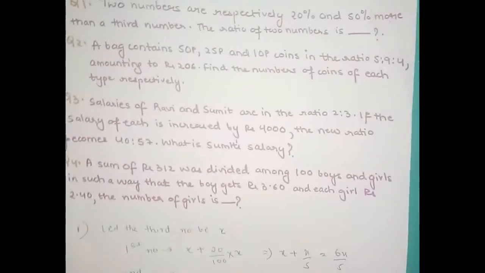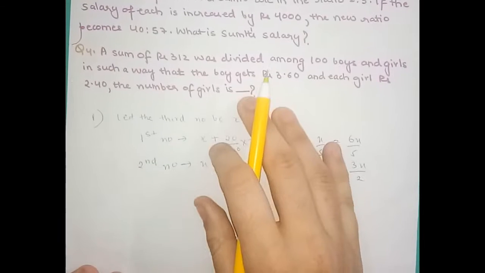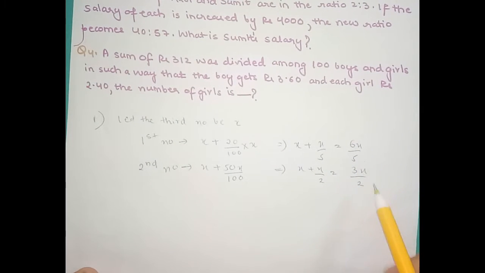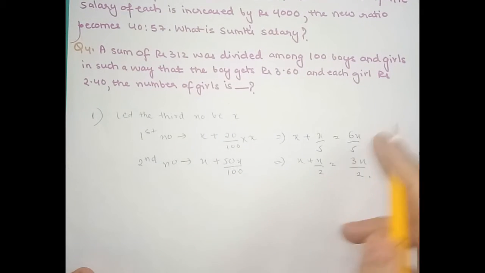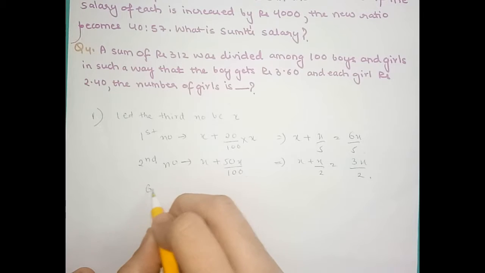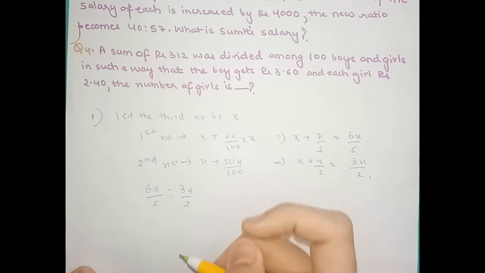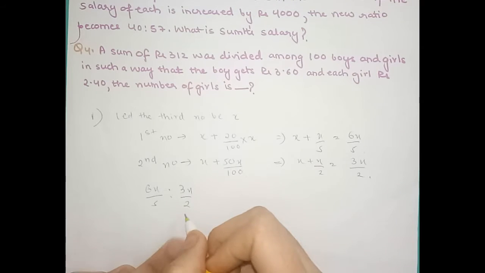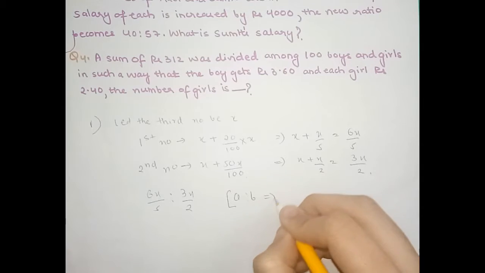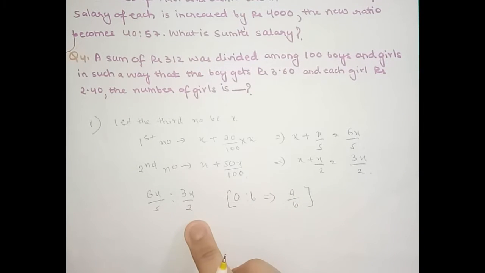The third part is the ratio. So we have to calculate the ratio between the first number and the second number. So the first number is 6x by 5, the second number is 3x by 2. The ratio between these two will be calculated as we have already discussed. It will be calculated as 6x by 5 is to 3x by 2. Now if you all remember, we have already discussed that A is to B means what? It means A by B. So in a similar way we will be calculating this.